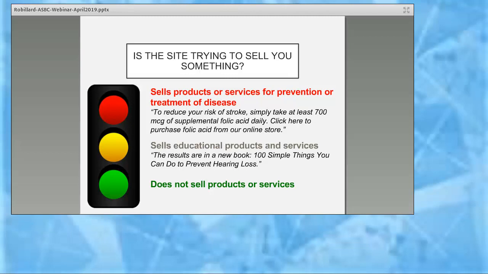We found in our sample that some websites are trying to sell you products or services that are sort of educational in nature. So things like books or long-term care services, for example, and those tend to be slightly better. But the very best quality websites are not trying to sell you anything, not a product, not a service, not a book. They're just providing information for educational purposes.